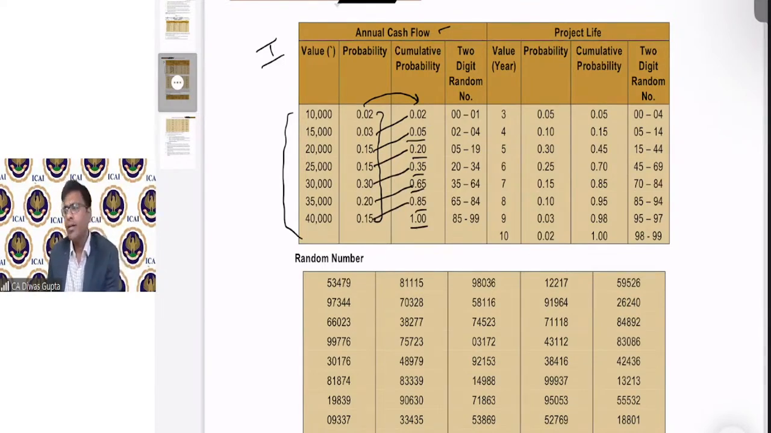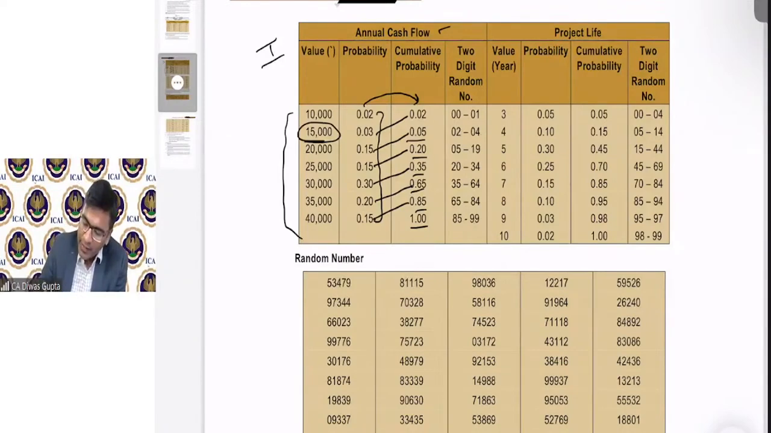We have just calculated the cumulative probability. So let's say, what is the 5% probability? Let's say a random number comes as 5. So that will be used in the probability. That means the probability is 5%. So for that 5%, what is the value of your cash inflow? That will be 15,000. Okay. So we'll come to this.